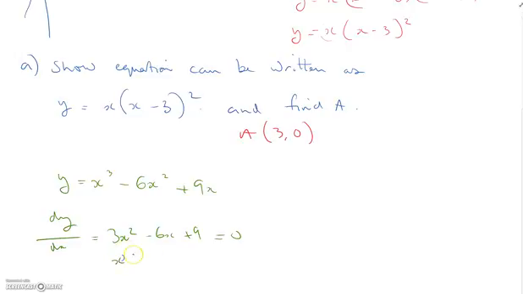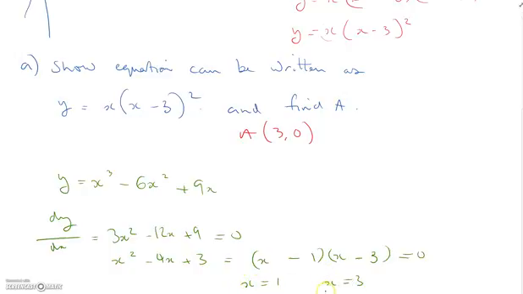I would divide by 3 first of all, make it easier to manage. And then I'm going to factorise that. Oh, I've made a mistake. There we go. That should be 12, shouldn't it? So divide by 3, that would give me 4. And then I'm going to factorise. So x is equal to 1 and x is equal to 3.